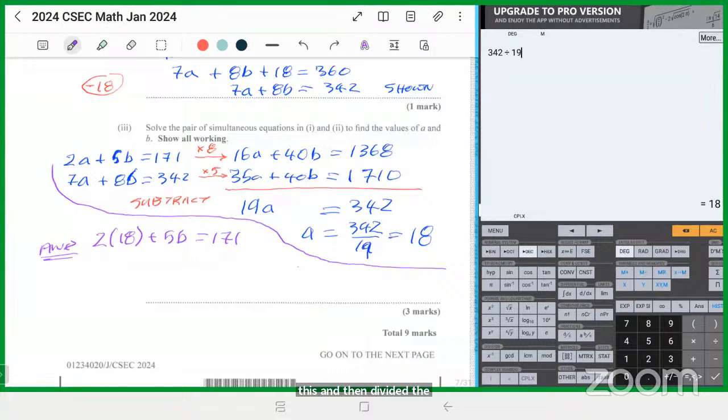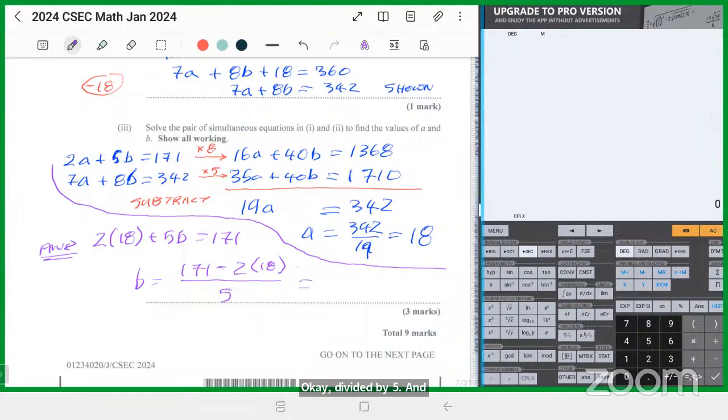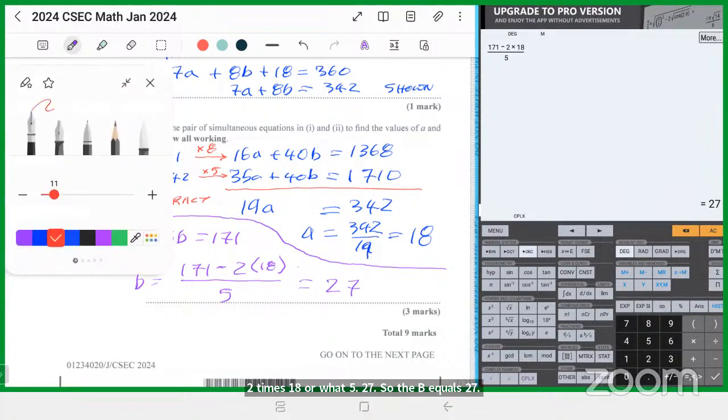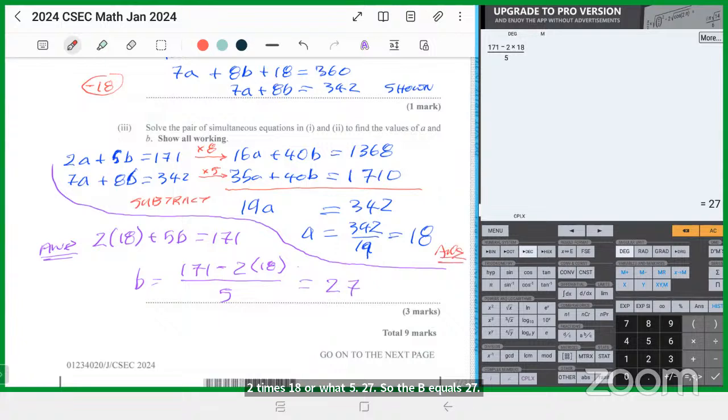So the b is going to be 171 minus 2 times the 18, so I write 36, divided by 5. Just put that in the calculator and we'll get the b. So it's a fraction: 171 minus 2 times 18 over 5 gives 27. So the b equals 27. Then I indicate that this is an answer and this is an answer.